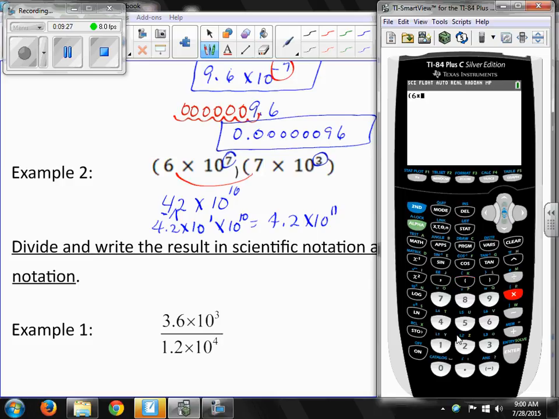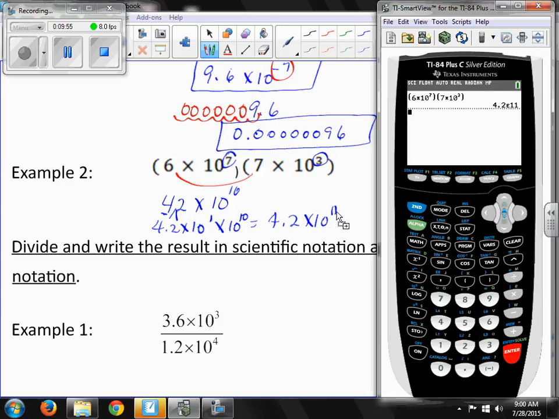6 times 10 raised to the 7th. Now you'll have to use the right arrow to get it back down. And then we're multiplying 7 times 10 raised to the 3rd. Use the right arrow to get the parenthesis back down, and then we ought to come out with scientific notation.